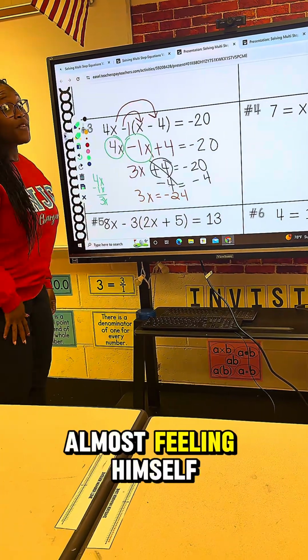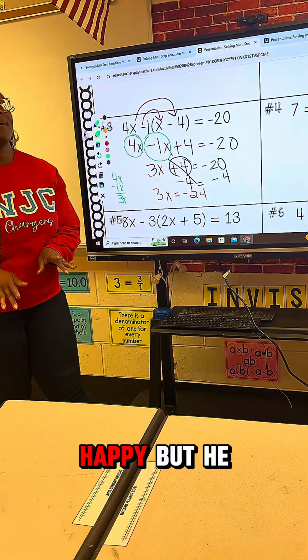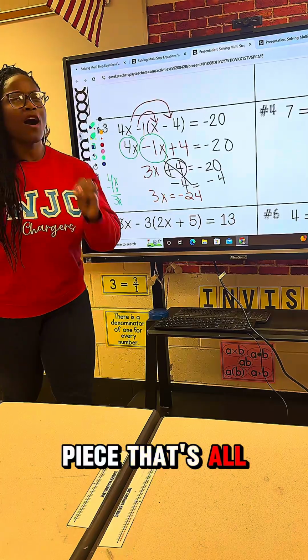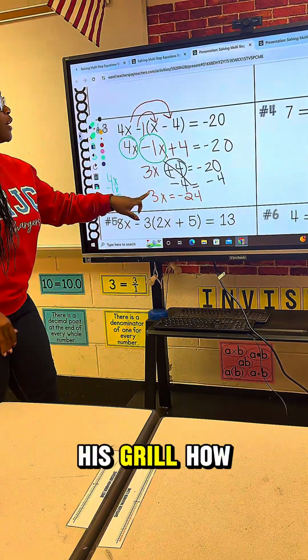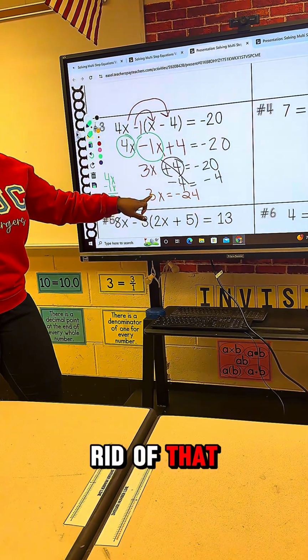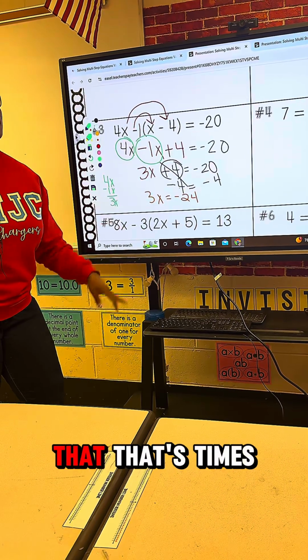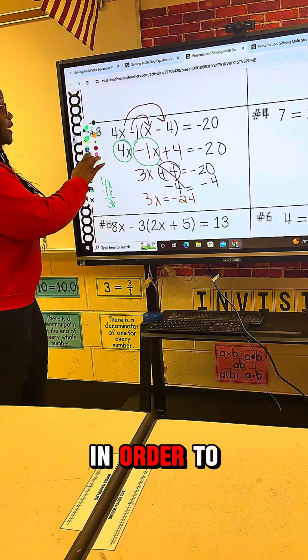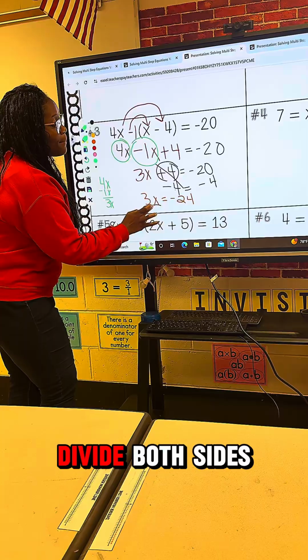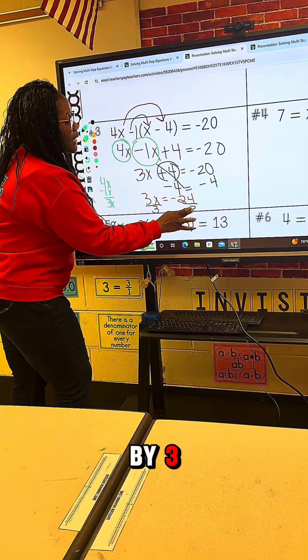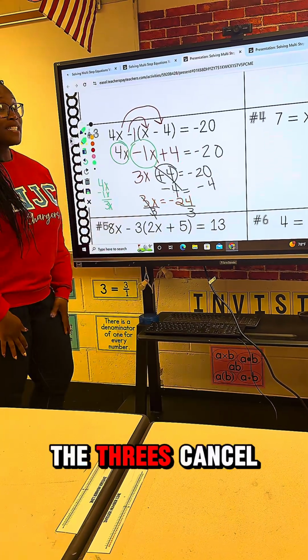And X is almost feeling himself. X is almost happy, but he got that one more thing that's all in his face, that's all in his grill. How do we get rid of that? What operation is that? That's ×3. In order to get rid of ×3, we have to divide both sides by 3. The 3's cancel out.